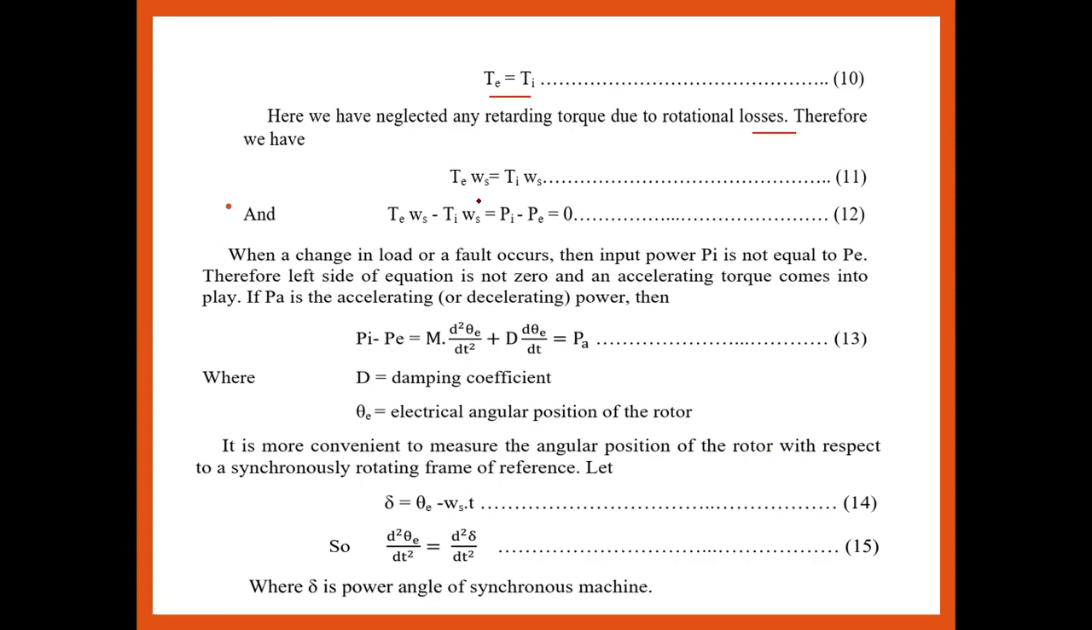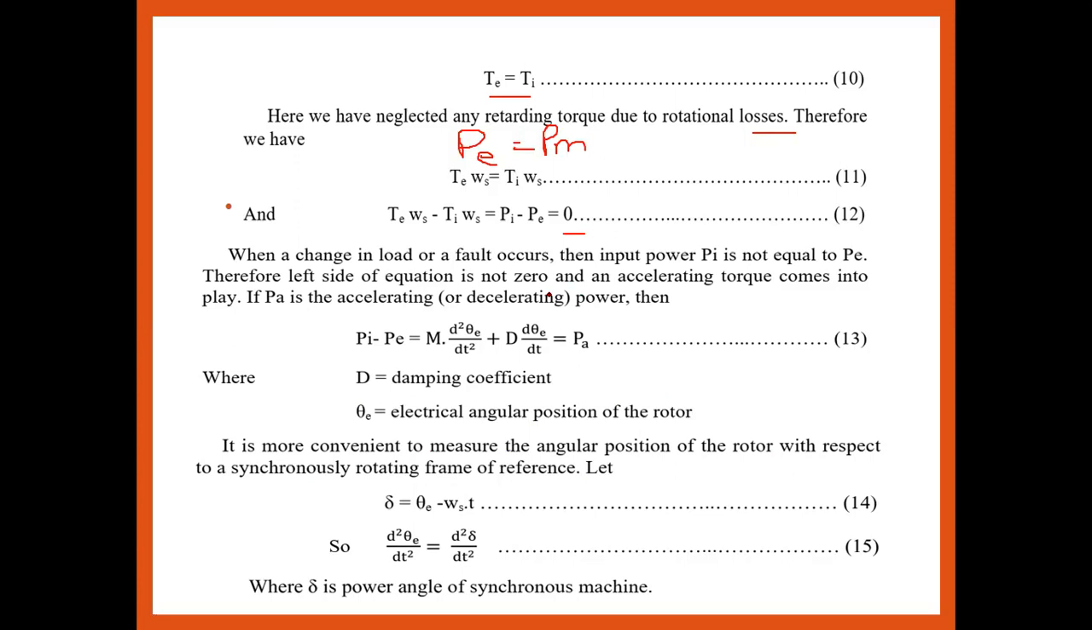Therefore, Te into omega s, that is Pe, is equal to Pm. The electrical power is equal to the mechanical power. Therefore, Te into omega s is equal to Ti into omega s, so Pi minus Pe, their difference, is equal to 0. Now a change in the load or a fault occurs.